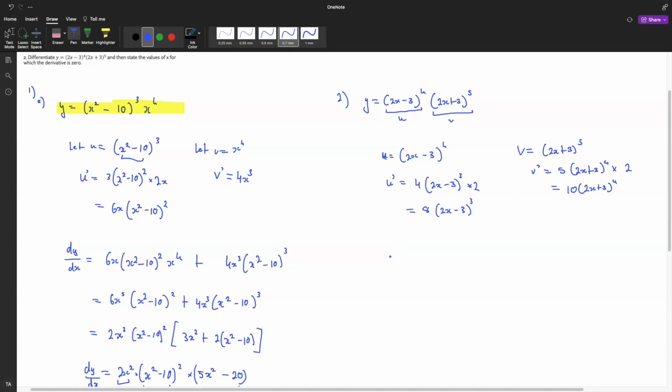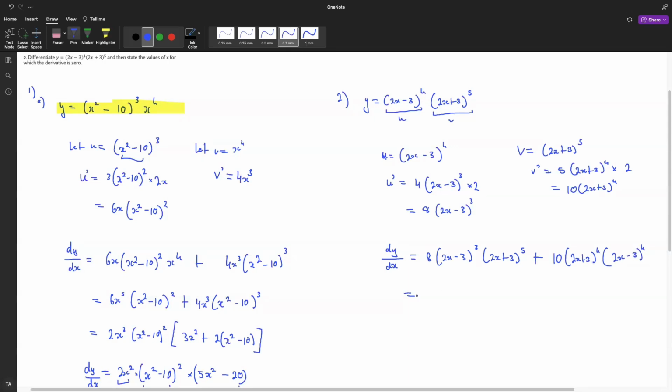Okay, so now we have these. Now we can put this together and find our derivative, dy over dx. So we're going to do u dash v, which is 8 (2x minus 3) to the power of 3 times (2x plus 3) to the power of 5. And we're going to do the derivative of v times u. That's going to be plus 10 times (2x plus 3) to the power of 4 multiplied by (2x minus 3) to the power of 4.